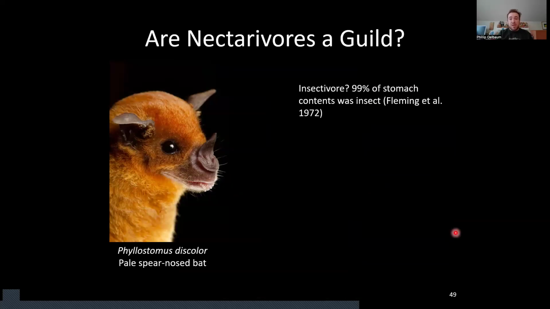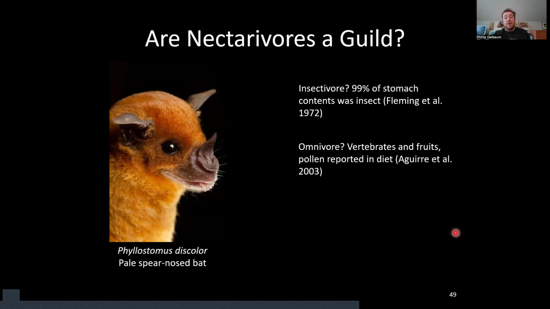Phyllostomus discolor is really mixed up when we think about it in the literature. They've been described in a whole bunch of different ways. Sometimes they've been described as insectivores. Fleming et al. reported that 99% of their stomach content was from insects, so if you were just looking at that one data point, you'd call this an insectivorous bat. Are they omnivores? Other sources have reported vertebrates in their diet, fruit, pollen. Or are they nectarivores? 70% of their diet reportedly comes from pollen and nectar in some faunas.